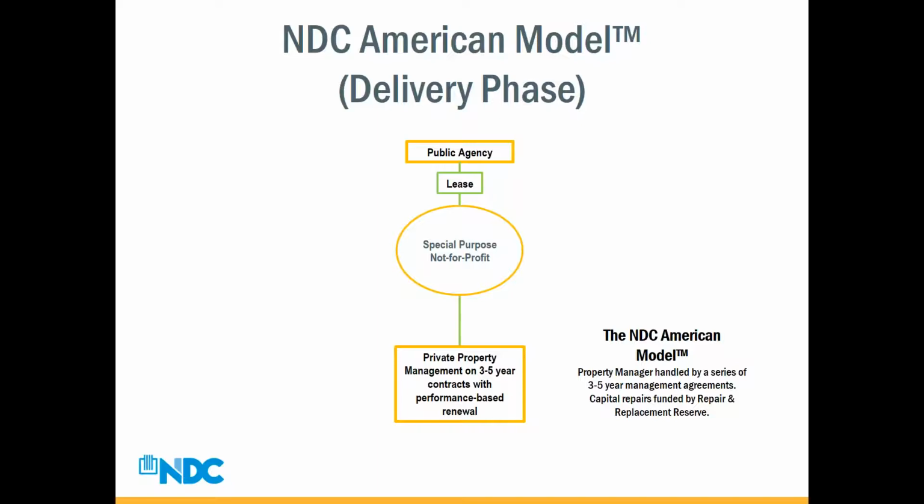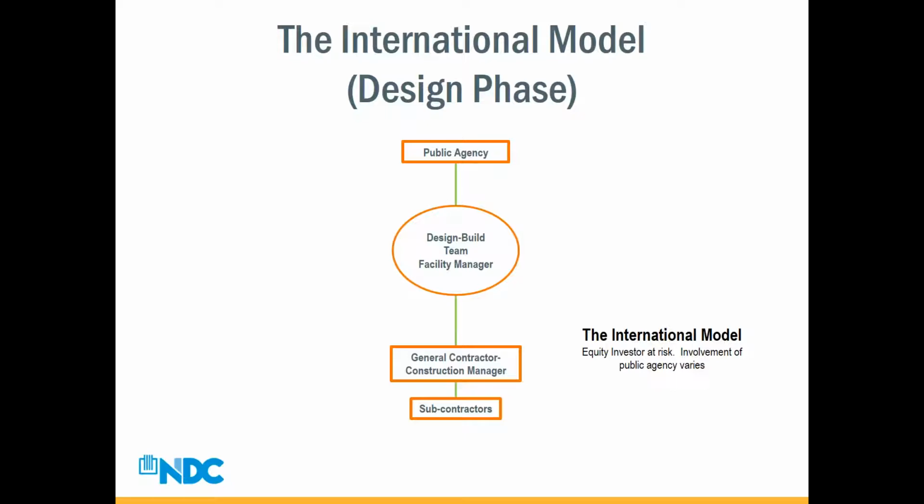So what you have in that manner is you structure in a regular opportunity for the special purpose not-for-profit entity to require that the operation and maintenance are at the highest level for the most effective cost. Compare that in the next slide. You can see the international model where the public agency simply contracts with the design build team manager, and they contract with the general contractor and the subcontractor.